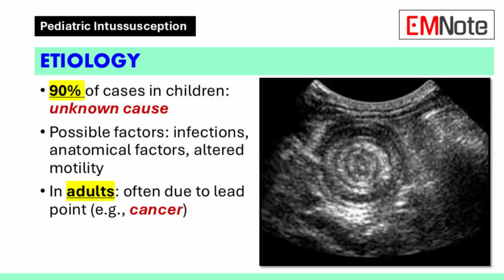In children, the cause remains unknown in 90% of cases. Possible contributing factors include infections, anatomical variations, or changes in intestinal motility. In adults, however, a specific lead point, such as a tumor or cancer, often triggers the condition. This distinction guides our diagnostic and management approach depending on the patient's age.